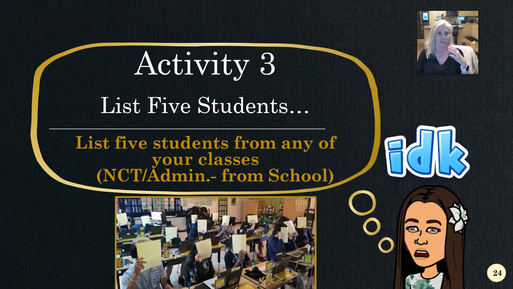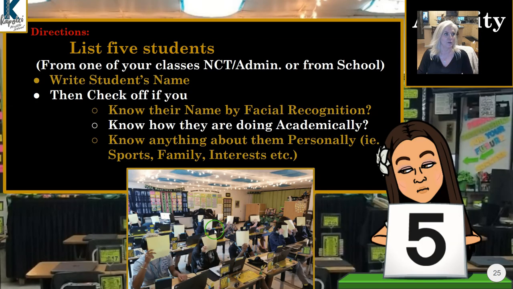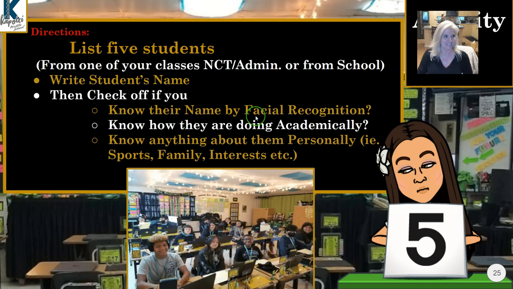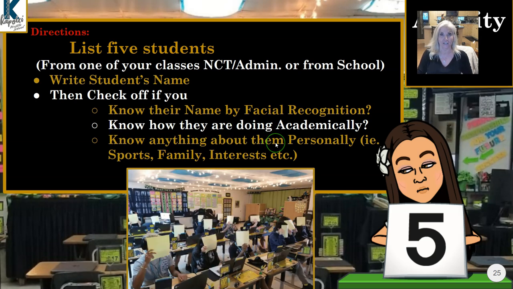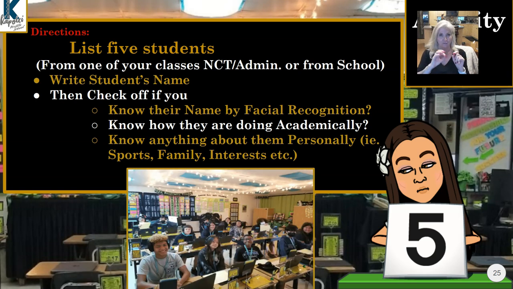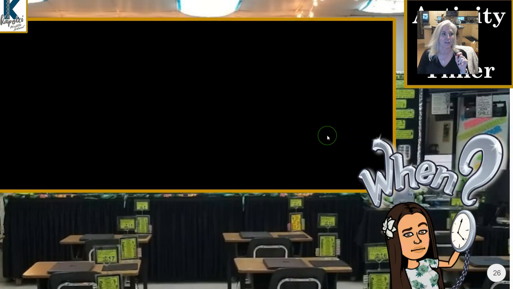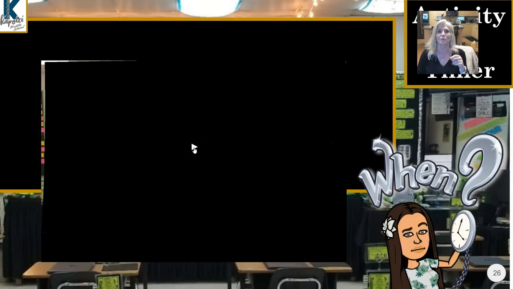One activity that will help you shed light on your ability to recognize your own students is for you, right now, to jot down a list of 5 students. Next to that list, put a little check mark if you can recognize them by face. Could you recognize them academically? And do you know anything about them personally? So put those little checks. When you have finished this exercise, go ahead and come back to this lesson.